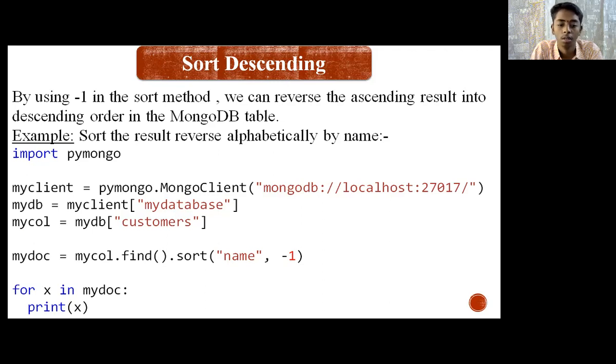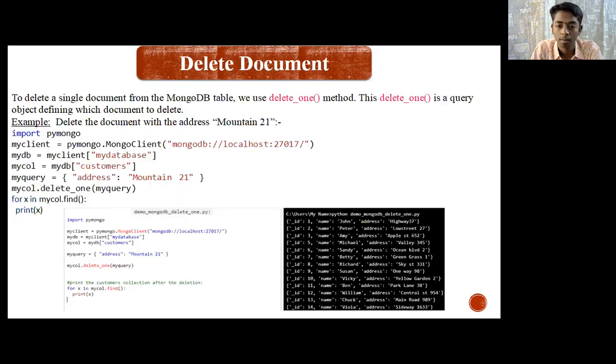So here, in my document, in your collection, find and print everything, sorted in descending order. How do you sort it in descending order? If the collection is in ascending order and you want to sort it into descending order, then you have to enter -1, as we have mentioned in the statement above. So name, comma, -1. -1 means it prints the result, everything, in reverse order, like descending order. So for X in my document, print X.